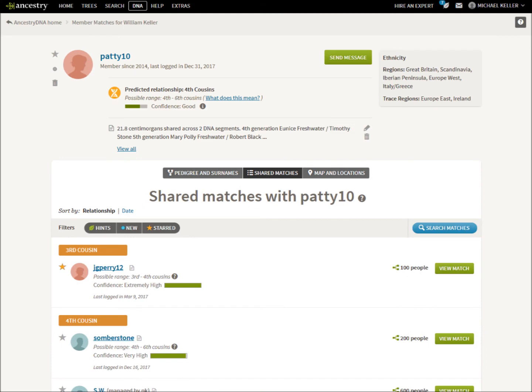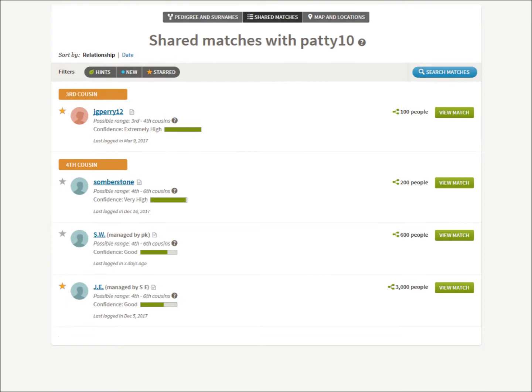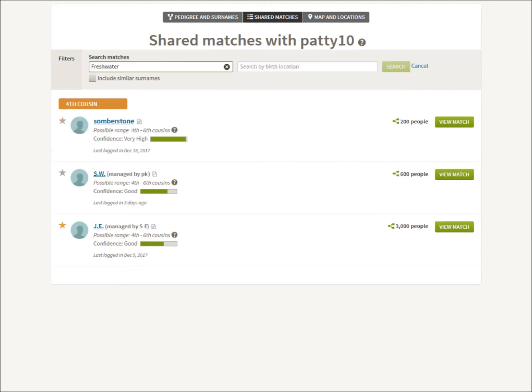Upon close examination, Patty is Somberstone's first cousin. That's why both Blacks and Freshwaters are in her trees. She shares 28 fewer centimorgans with my dad than Somberstone. I might share some matches with Patty that I don't see with Somberstone. Let's check it out. Type in Freshwater. Only J.G. Perry is listed, which is expected. If you recall, J.G. Perry, Patty, and Somberstone have Mary Freshwater as an ancestor.